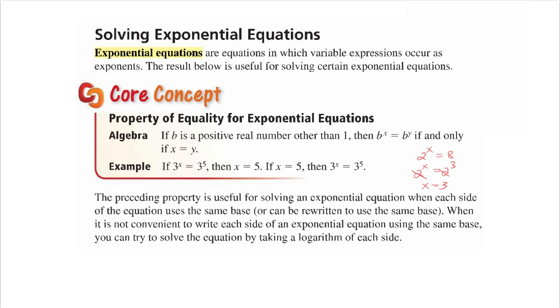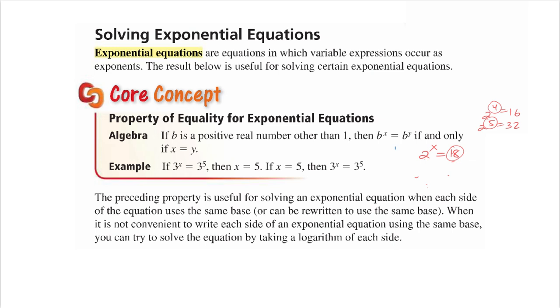But what happens if you have a problem where you can't do that? What happens if you have a problem like, let's say, 2 to the x equals 18, and you can't convert 18 to a base of 2 to some power? Because I know that 2 to the 4th power is 16, and I know 2 to the 5th power is 32. So 18 has to be somewhere between 2 to the 4th and 2 to the 5th, but it's going to be a decimal. And so how do I solve that?